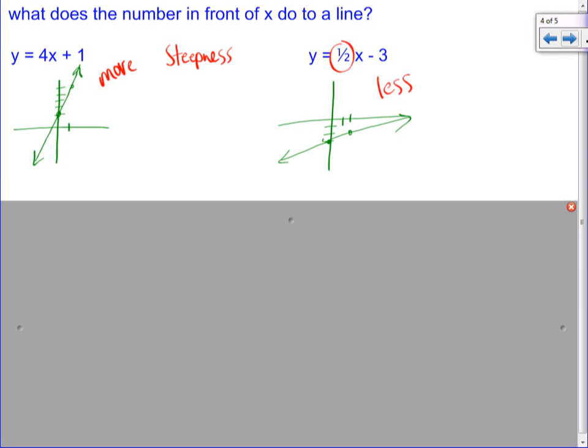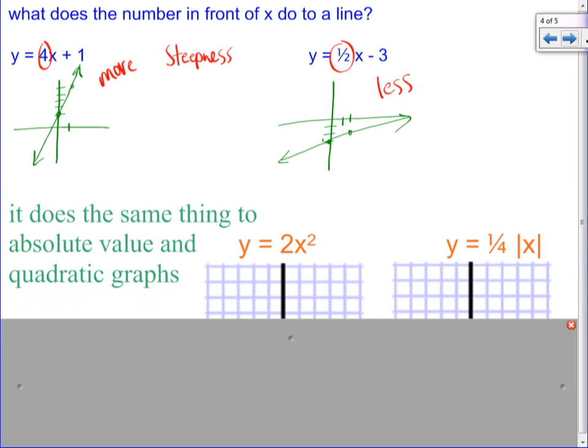So what can we connect with that with what these numbers are? When is it going to be more steep and when is it going to be less steep? When the slope is a high number, or when A is a high number, it'll be more steep. Well, where's the cutoff? 1 is the cutoff. So if it's greater than 1, it's going to be steeper. If it's less than 1, like the 1/2 right there, it's going to be flattened out, less steep.